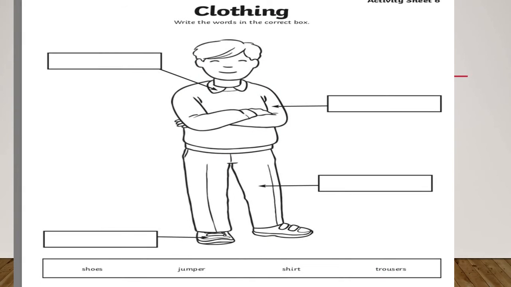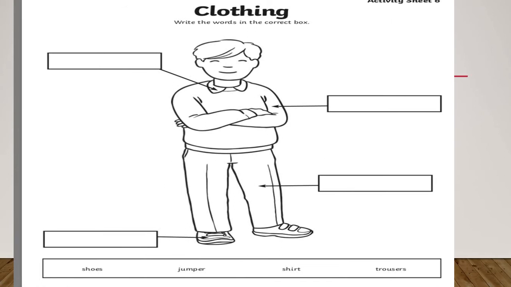Let us move on. Now here you can see that I have displayed a picture in front of you, and there are empty boxes, correct? So simply you need to look at the options at the bottom, or the footer part of the page. Only 4 options are there for 4 boxes. First option is shoes, second is jumper, third is shirt, whereas fourth is trousers. So here you need to match.